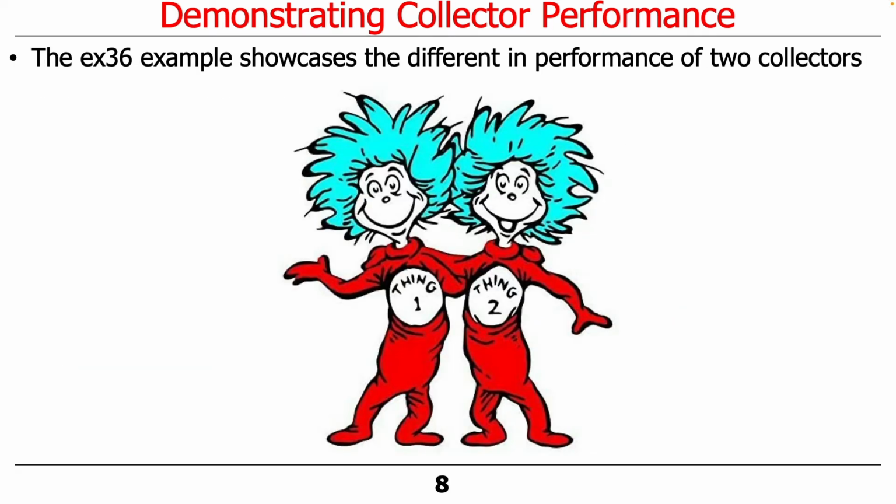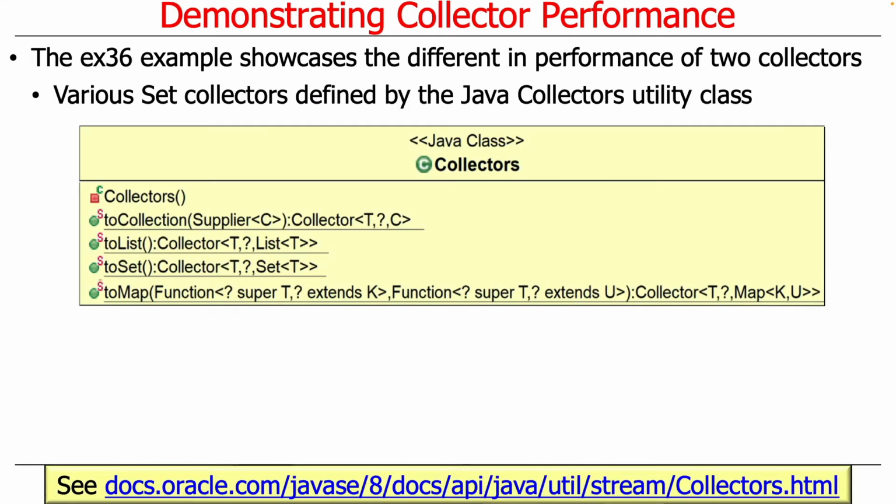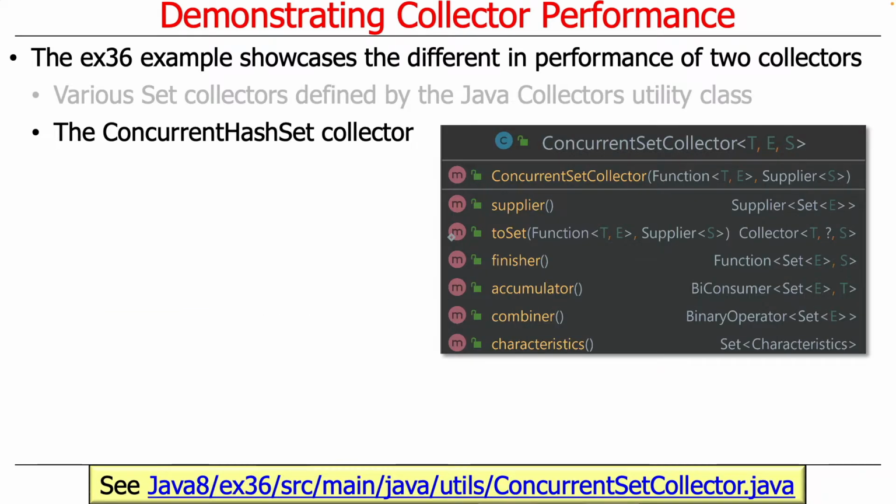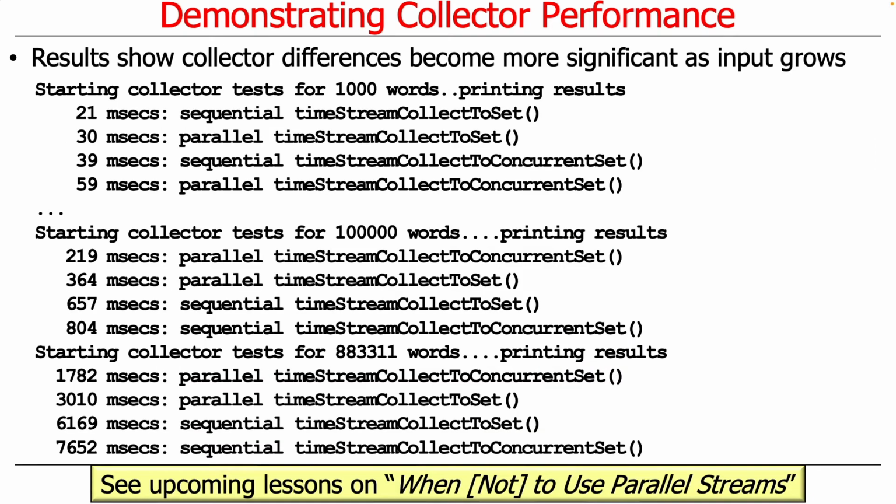So we're going to take a look at this example that showcases the performance difference of two different collectors. Here's the Collectors utility class. You can see there's a bunch of collectors in here. There's toSet and toList and so on, and other variants of that. And then we're also going to have this thing called the concurrent hash set collector. And this is something that I wrote, which later became supplanted by a deeper understanding of features that were already available in Java. So we'll take a look and see the examples.